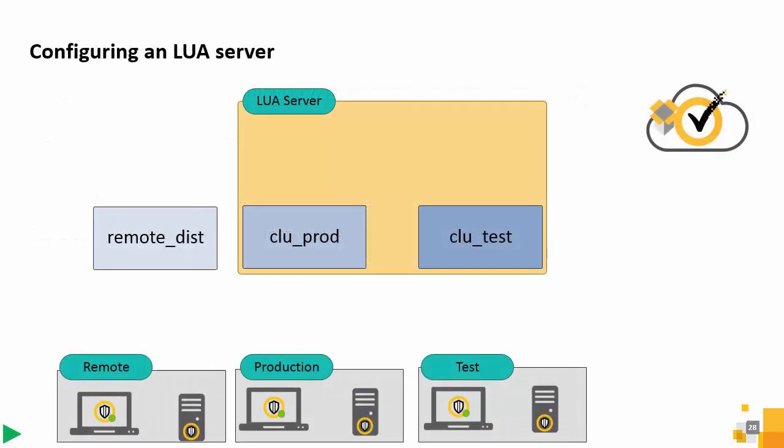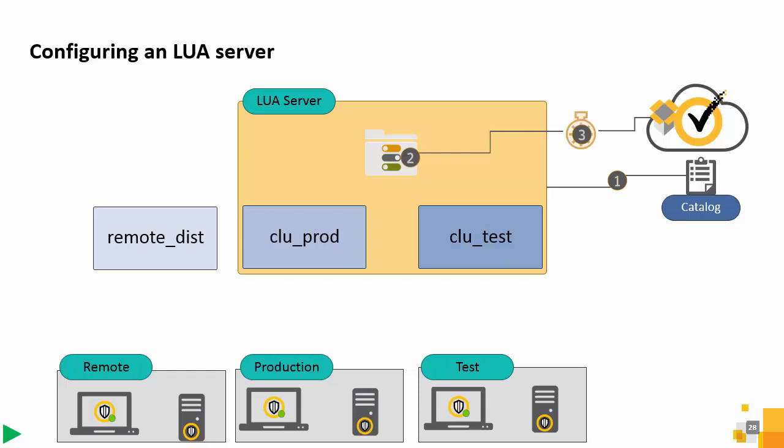This slide presents the high-level steps to configure an LUA server. Step 1. Retrieve the catalog with all available product updates. Step 2. Configure the necessary products and language. Step 3. Configure the product download schedule. Step 4. Configure the distribution points. CLU and CLU test are configured by default. And you may also want to configure remote distribution points in a remote geographical location, such as in a factory.